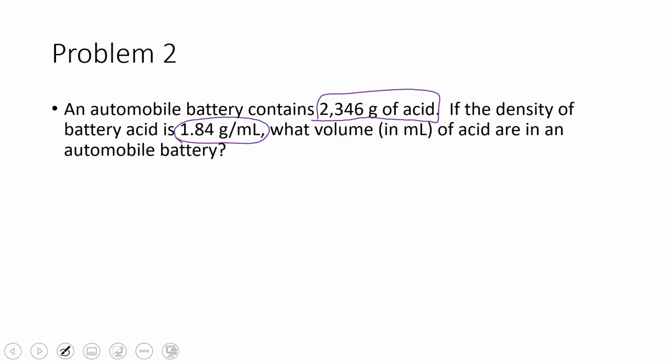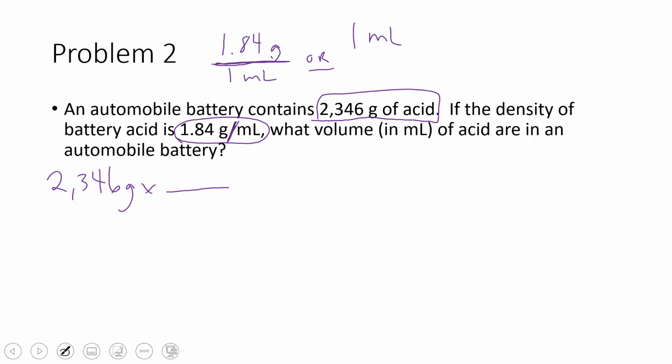So again, we're going to start with what we're given always. 2,346 grams of acid. Now it tells us that the density is 1.84 grams per milliliter. Again, we could write it just like this. That per is our dividing line. And so it's saying that for every 1.84 grams, that takes up 1 milliliter. Or we can say 1 milliliter, and 1 milliliter is 1.84 grams.